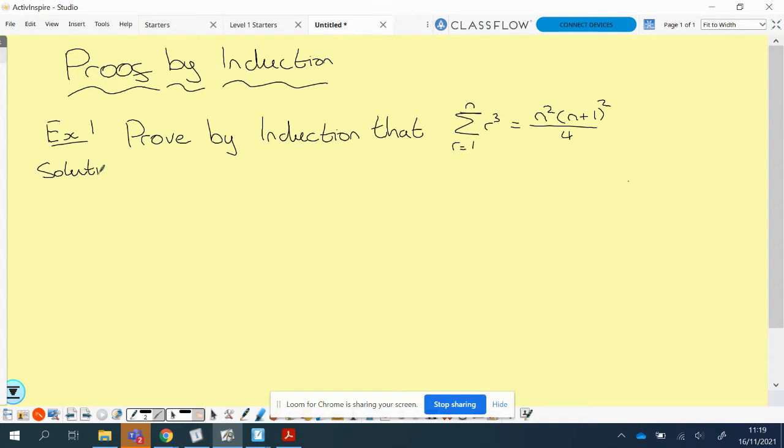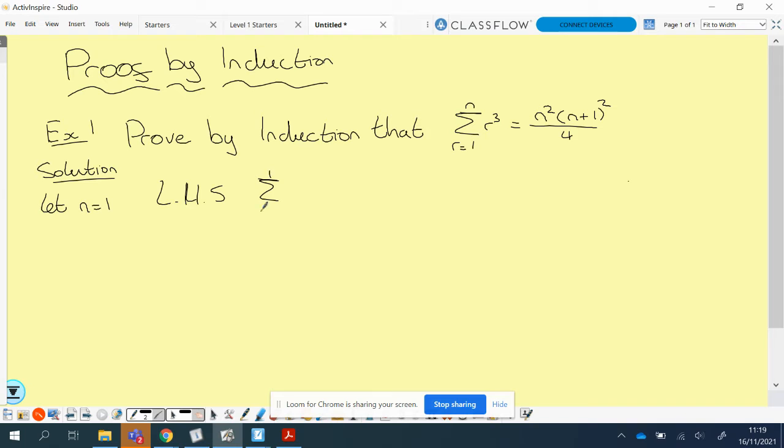We take our first value. So the first line of summation is when r equals 1, so we're going to let n equals 1 here. And what we're going to do is look at what the left-hand side would equal, get a value for it, and then get the right-hand side, get a value for it when n is 1, and then we'll hopefully have them both the same, therefore we prove that when n is 1, they both equal each other.